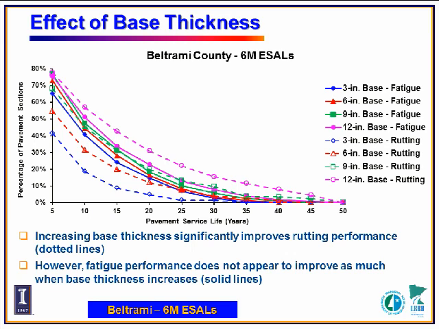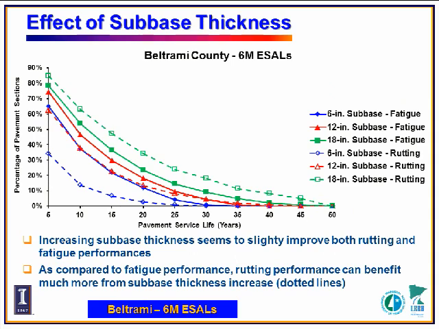This figure shows the base thickness effect. As I mentioned before, if we increase the base thickness, that can improve some rutting performance. However, fatigue performance doesn't seem to benefit a lot from the base thickness increases. This slide shows the subbase thickness effect on fatigue cracking and rutting performance. Increased subbase thickness seems to slightly improve rutting and fatigue performance. But as compared to fatigue performance, rutting performance can benefit much more from the subbase thickness increases.